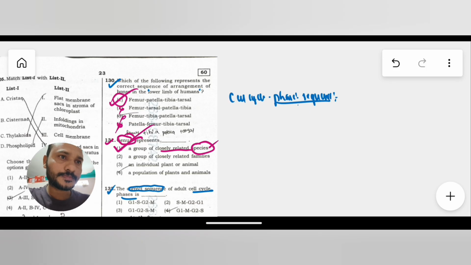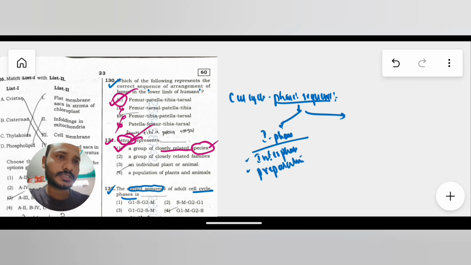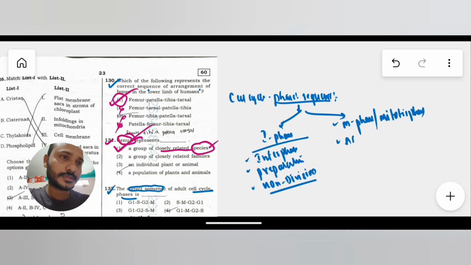Generally the cell cycle occurs in two phases. The first phase is the I phase, meaning interphase, in which preparation occurs, hence it is also called the preparatory phase or non-dividing phase, in which cells do not undergo any division. After completion of the I phase, it enters the M phase, also called the mitotic phase, which is the actual division phase in which the actual division of the cell occurs.